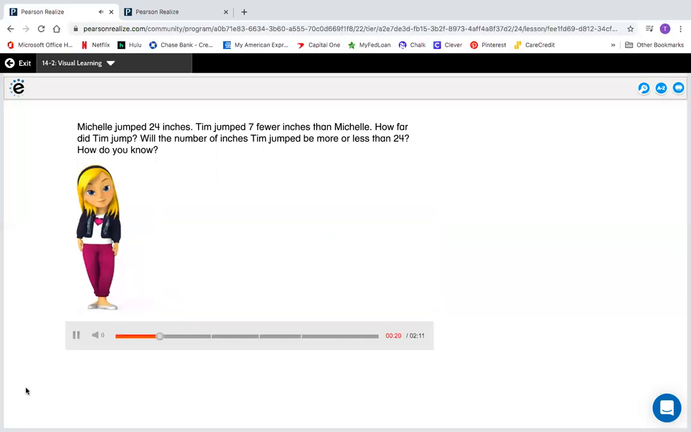How do you know? Now, on your piece of paper, you would be completing cubes, and completing cubes will help you. So if we think about the numbers, I have 24 and I have the number 7. So I would write down the number 24 and the number 7. Now you would underline the question, how far did Tim jump? That would be my question.